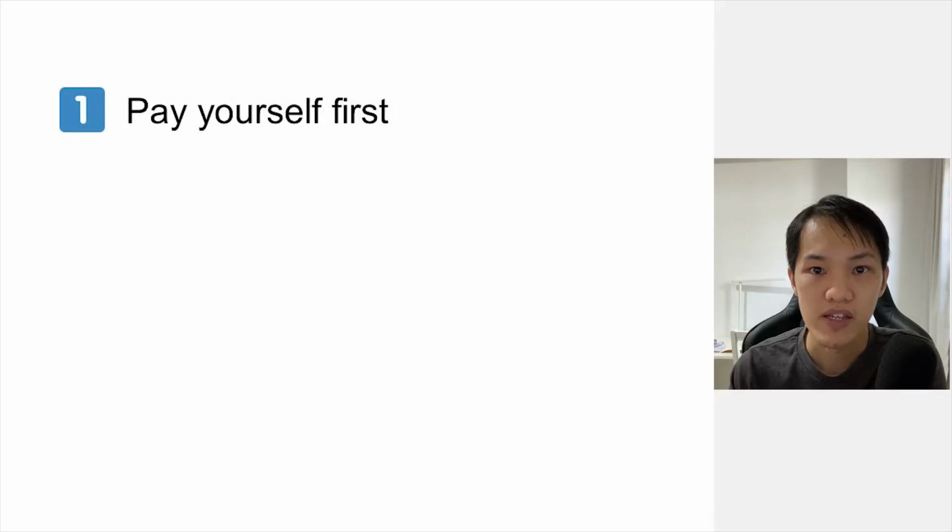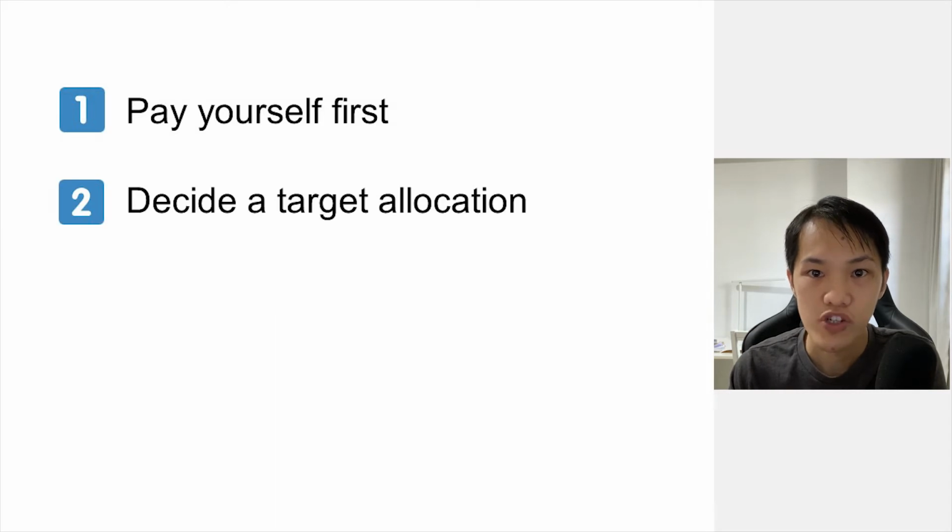Step number 1 is pay yourself first. Every month when you receive your salary, make sure that you set aside a certain amount of money to be invested. Step 2, which is one of the most important steps, is decide a target allocation. A target allocation is basically a list of stocks or ETFs with their associated percentage allocation.